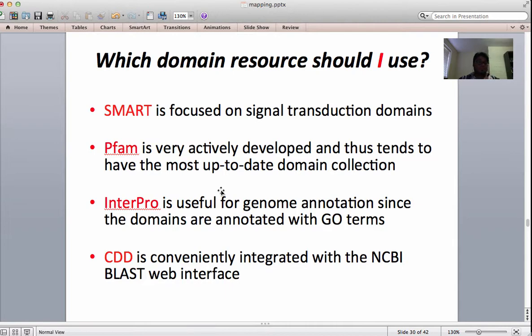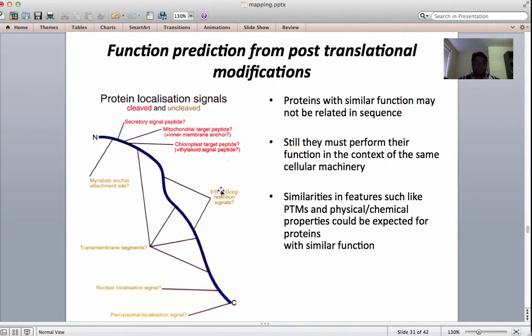Now, as I told you, SMART is basically focused on signal transduction. Pfam is actively developed and has the most up to date information on domain classification. There is another one, InterPro, which uses domains and assigns functions based on the GO terms, and CDD uses NCBI BLAST to search the protein sequences and then assign functions to them.